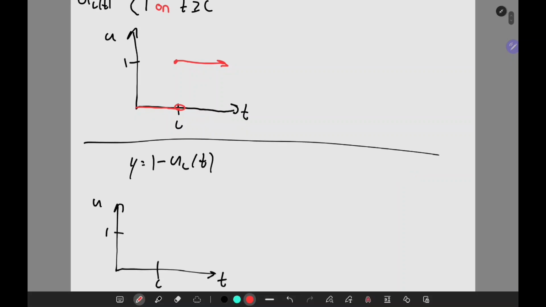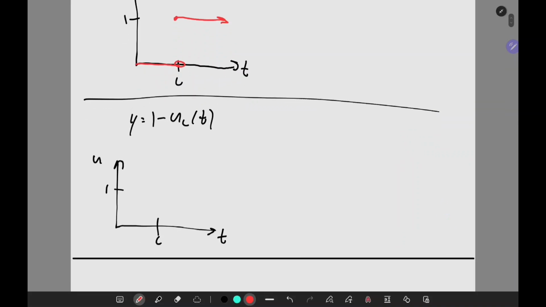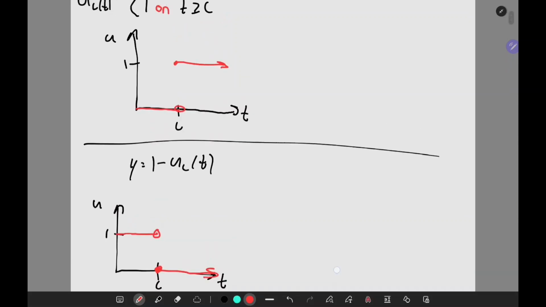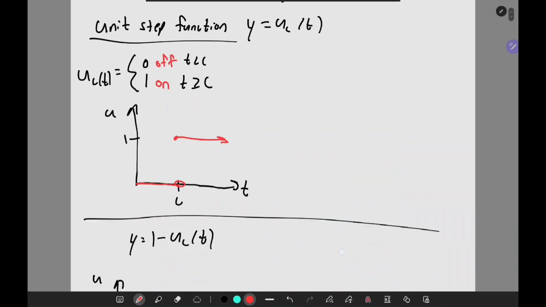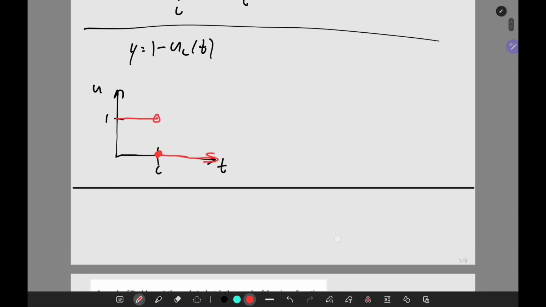Say we have a situation like this. Well, then it will start at 1. It starts turned on, and then it turns off. So the switch started on, then it turned off at time c. Same thing, just flipped, right? Anyways, I think it's best to just get into some examples here.